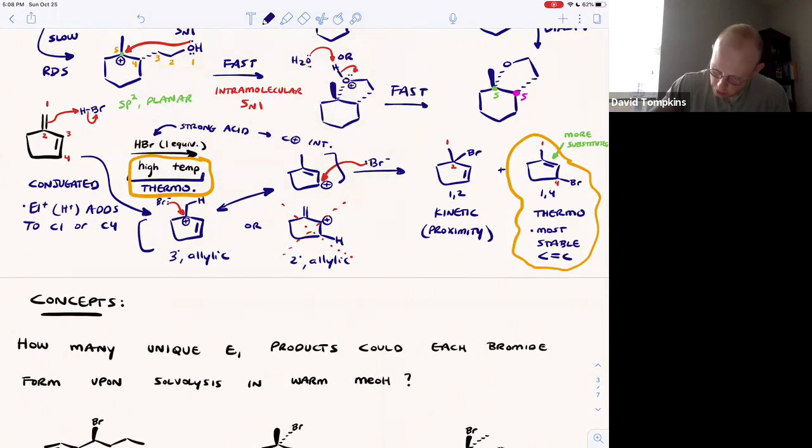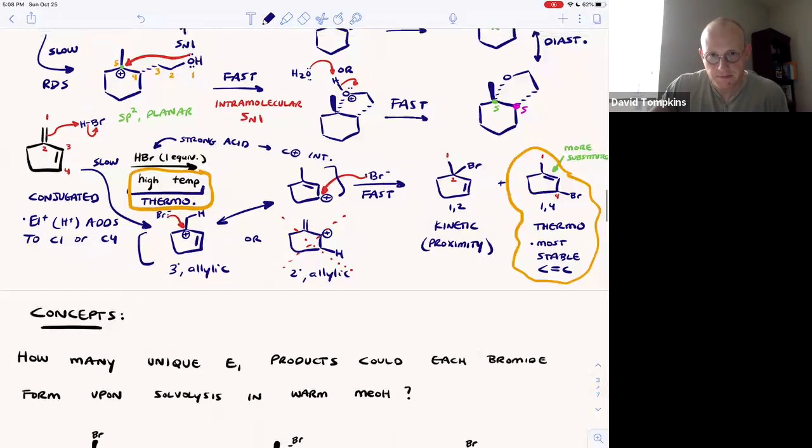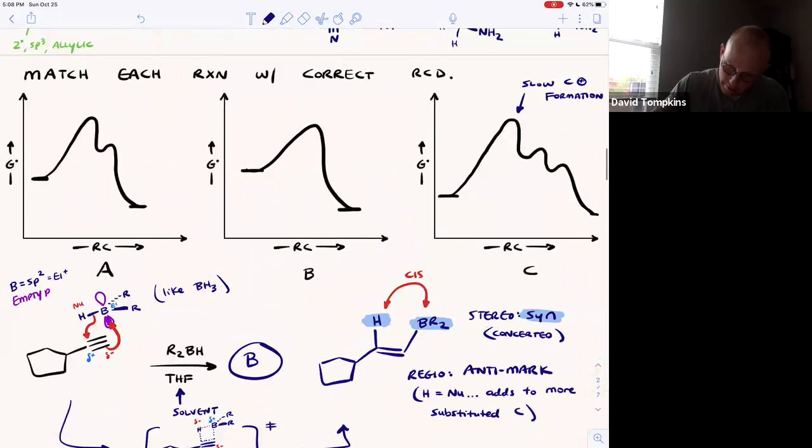So this one was 2 steps where carbocation formation is slow, once again, and then attacking a carbocation is super fast. And so that is reaction coordinate diagram A, where there's no third step or proton transfer at the end.